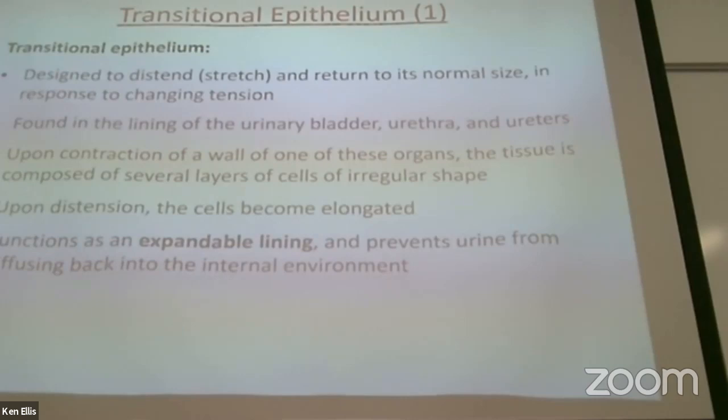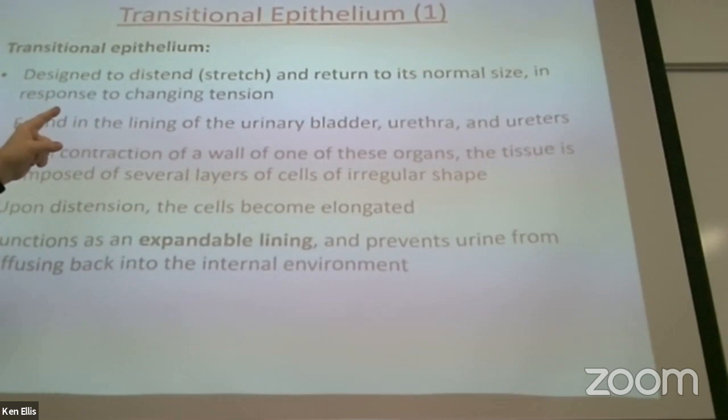So let's go on here. It says here that upon contraction of the wall of one of these organs, the tissue is composed of several layers of cells of irregular shape. Upon, underline that word, please, right there. Distension, which is that word up there. Distend means to what? Stretch.